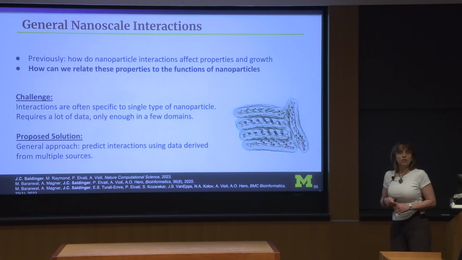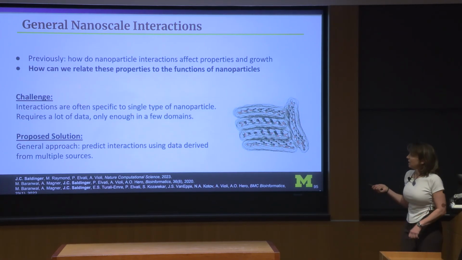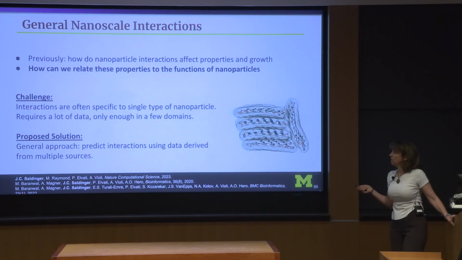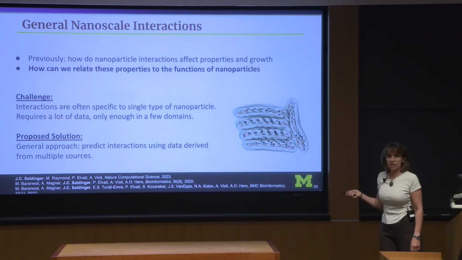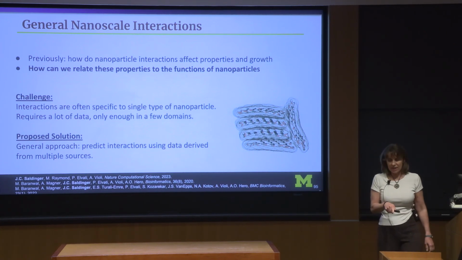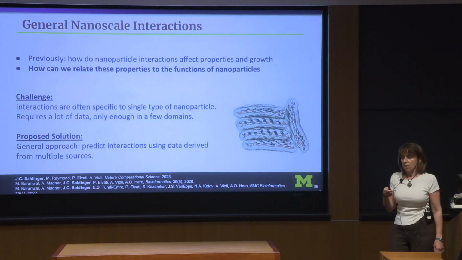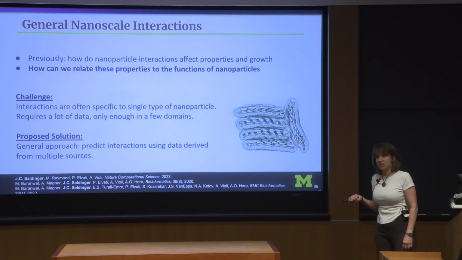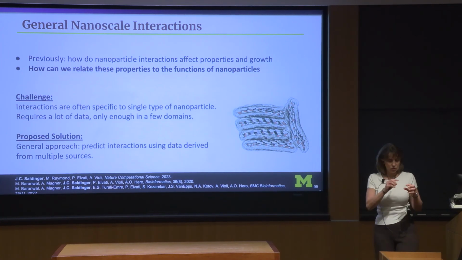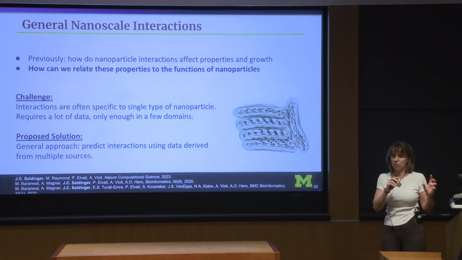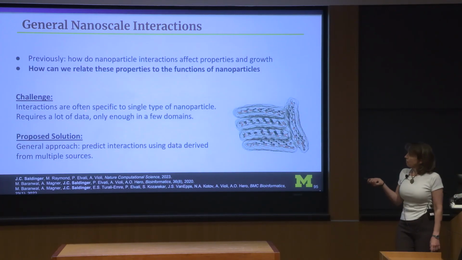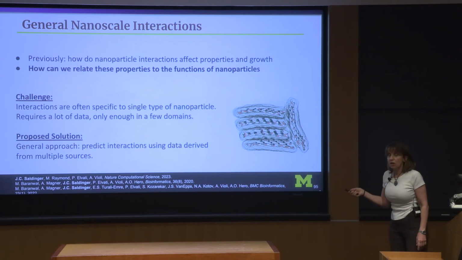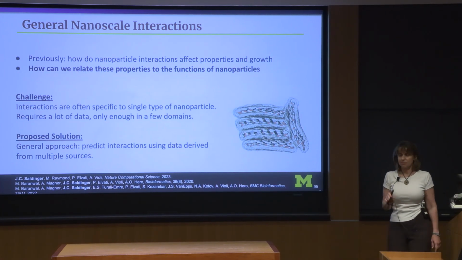So what is the big challenge? The big challenge is that the interactions are often very specific to one type of nanoparticle. Okay, that was problem number one. And there is usually a lot of data required. I told you when I do machine learning, there is a lot of data on proteins. Proteins are much easier than nanoparticles. A protein is just a sequence of amino acids. I just showed you. You have a building block, and then you repeat. That's it. Relatively easy, and there is a lot of data on protein-protein interactions.